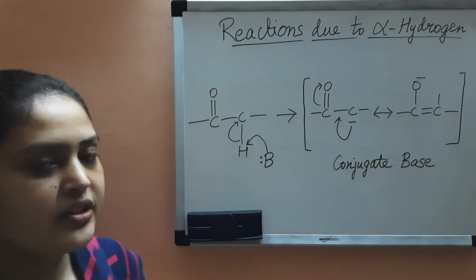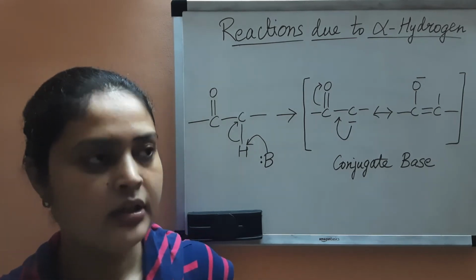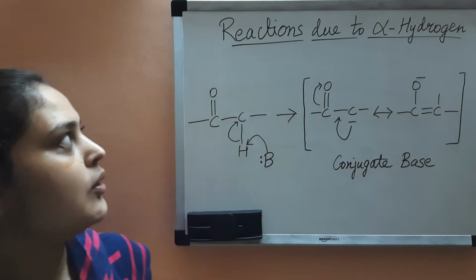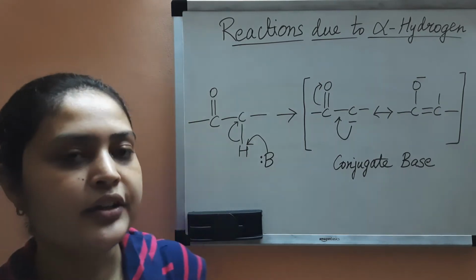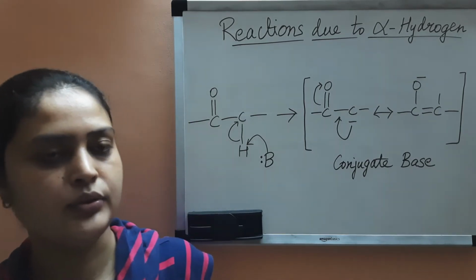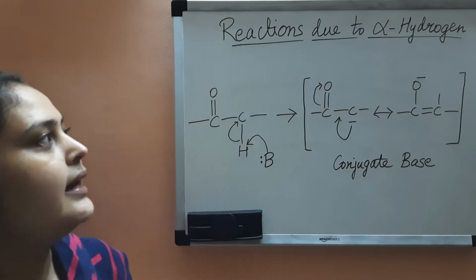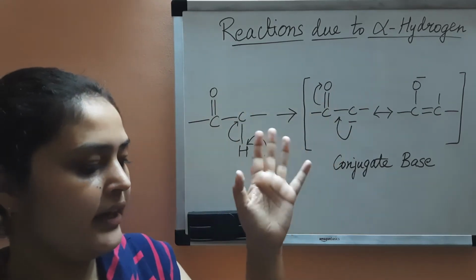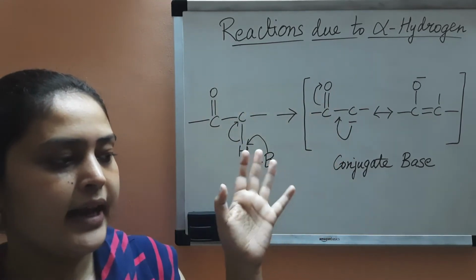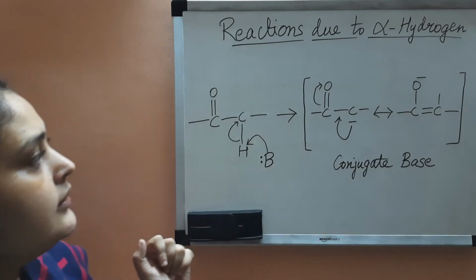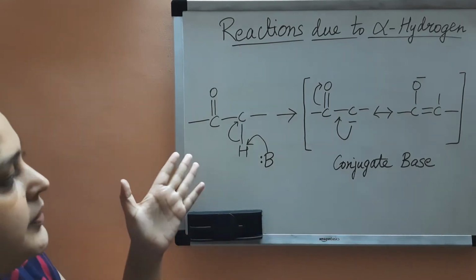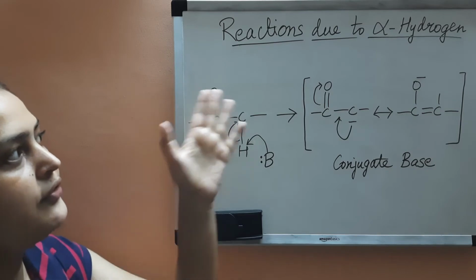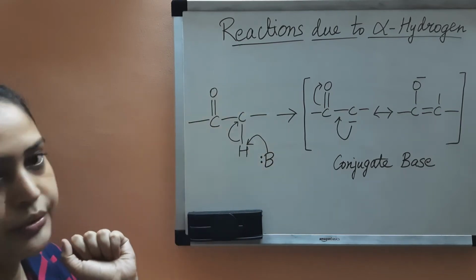In the previous lecture we studied the haloform reaction, and today we will start the topic reactions due to alpha hydrogen of aldehydes and ketones. Here we will see why the alpha hydrogen of aldehydes and ketones is acidic in nature, and what happens due to this acidity of alpha hydrogen of aldehydes and ketones.